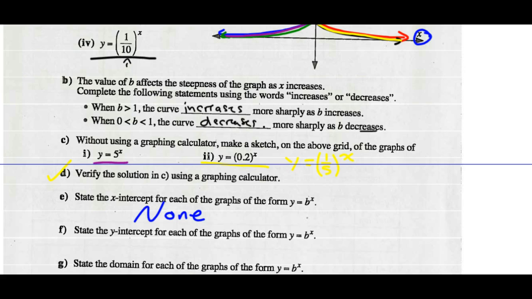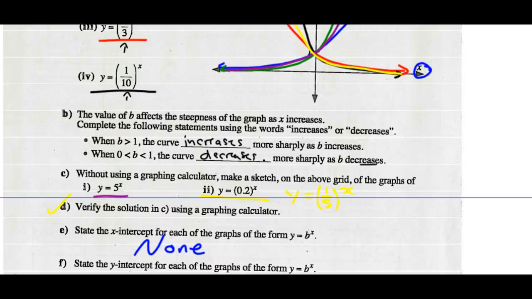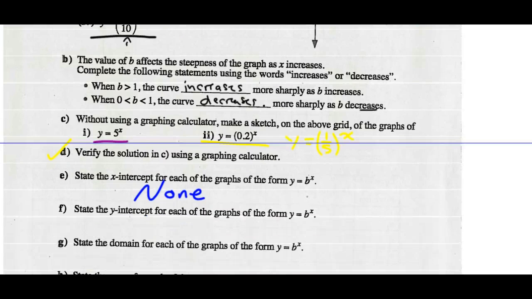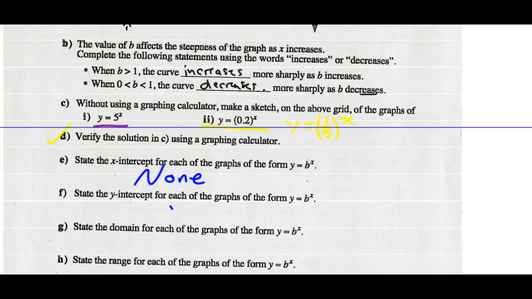F, state the y-intercept for all the graphs. Well, all these graphs should have crossed the y-axis at 1. You can check on your graphing calculator. We did it correctly up there. So they all have a y-intercept of 1.